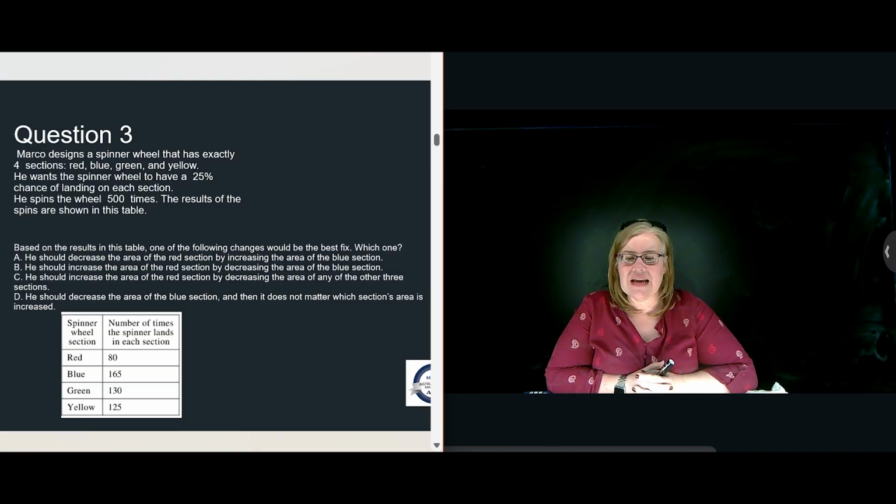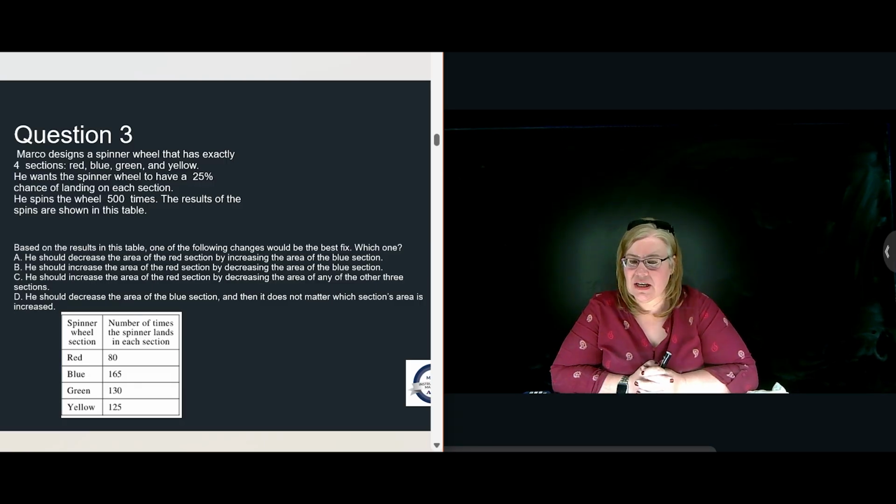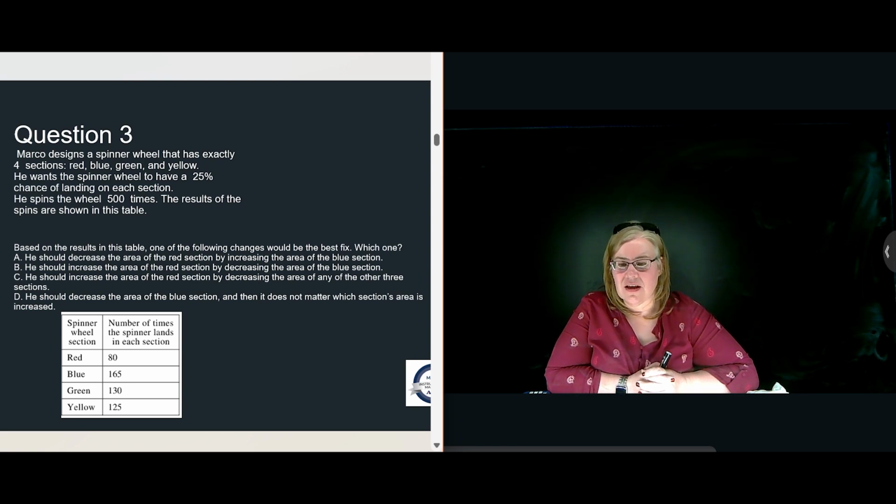It states, Marco designs a spinning wheel, or a spinner wheel, that has exactly 4 sections: red, blue, green, and yellow. He wants the spinner wheel to have a 25% chance of landing on each section. He spins the wheel 500 times. The results of the spins are shown in the table below. Based on the results of the table, one of the following changes would be the best fix.